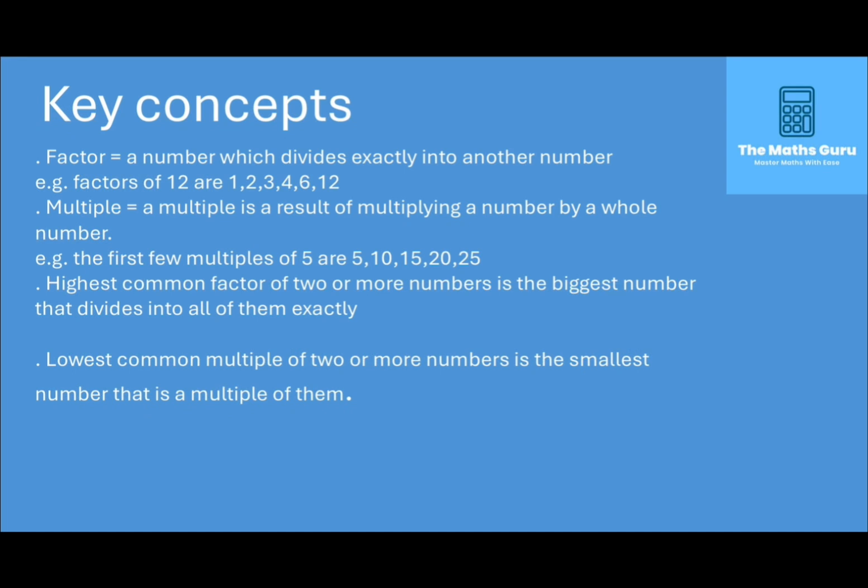The lowest common multiple of two or more numbers is the smallest number that is a multiple of them. So if I was to do 5 and 10, the lowest common multiple would be 10 because 5 goes into 10 and 10 goes into 10. Very simple.